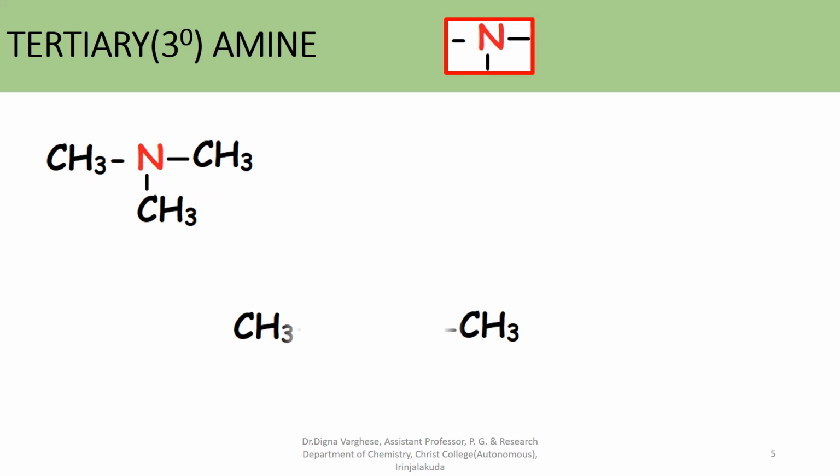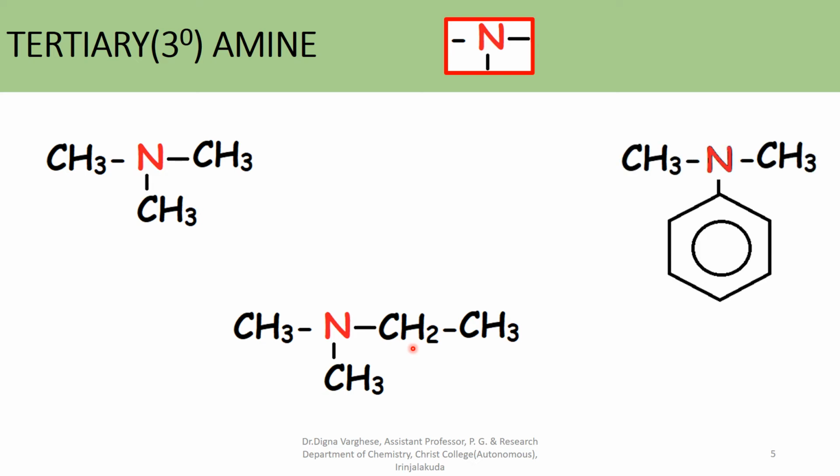And the next one is CH3N(CH3)CH2CH3, that is N,N-dimethylethanamine. We know ethanamine's formula is CH3CH2NH2. Here the two hydrogen atoms are replaced by two methyl groups. So it is known as N,N-dimethylethanamine.